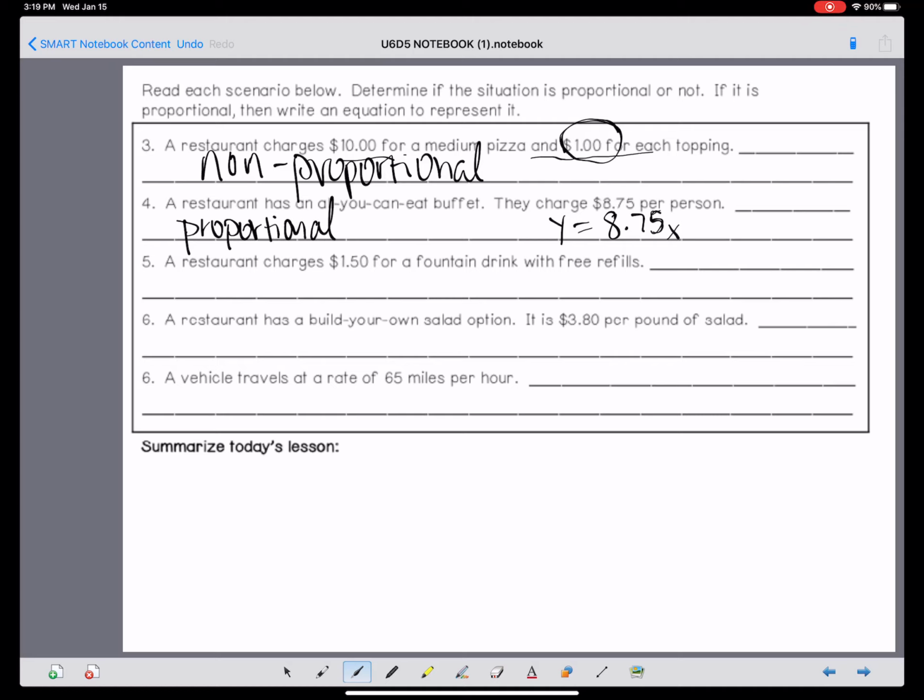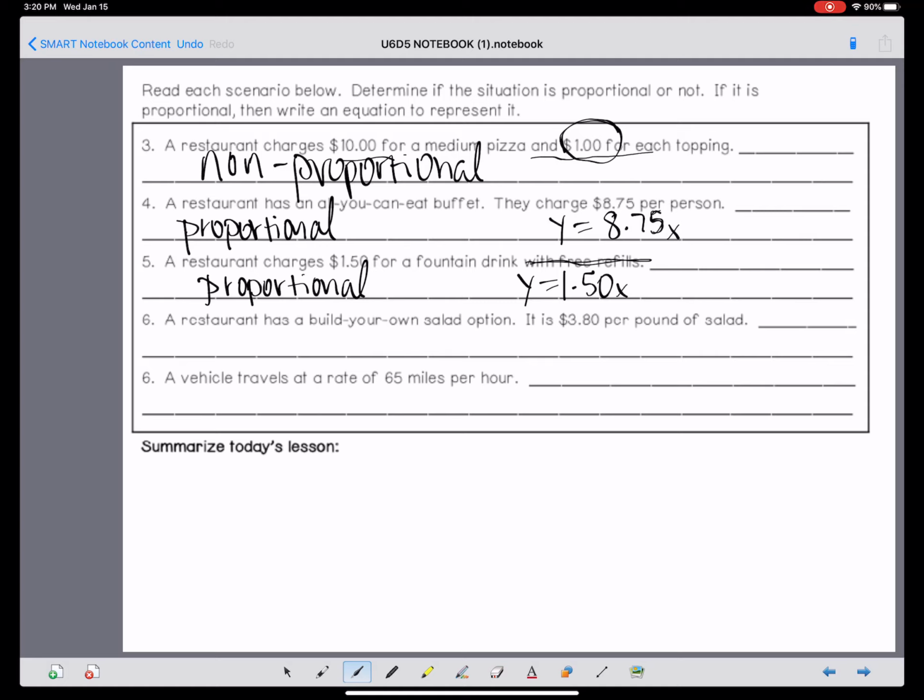Let's do number 5. A restaurant charges $1.50 for a fountain drink with free refills. So the free refills, they're free, so that really doesn't matter. The price of the drink is $1.50, and no matter how many people buy that drink, it is still going to cost $1.50, and that will give you your y value. So number 5, the answer is also proportional.